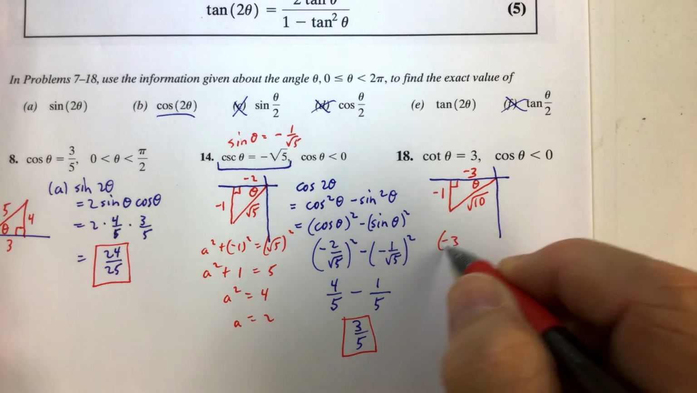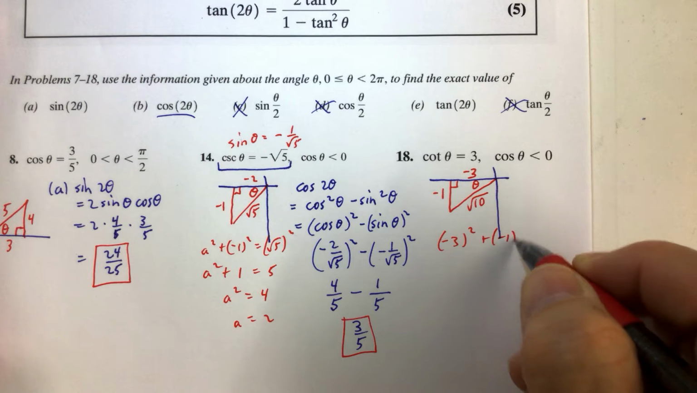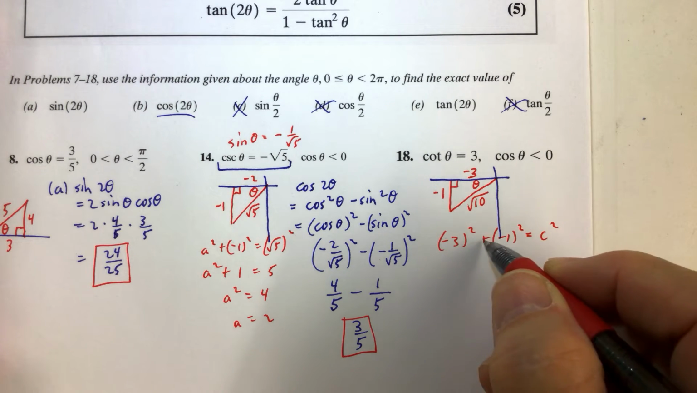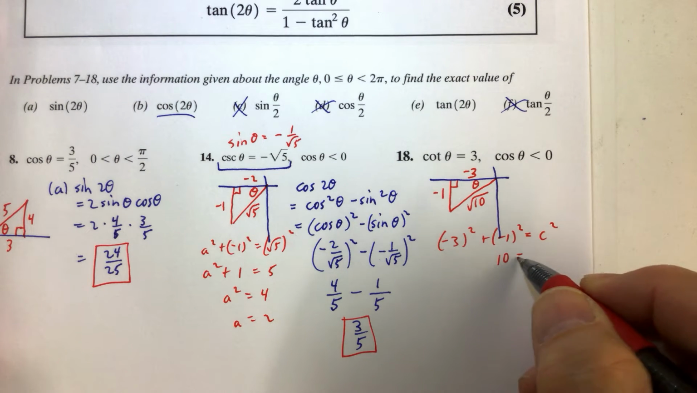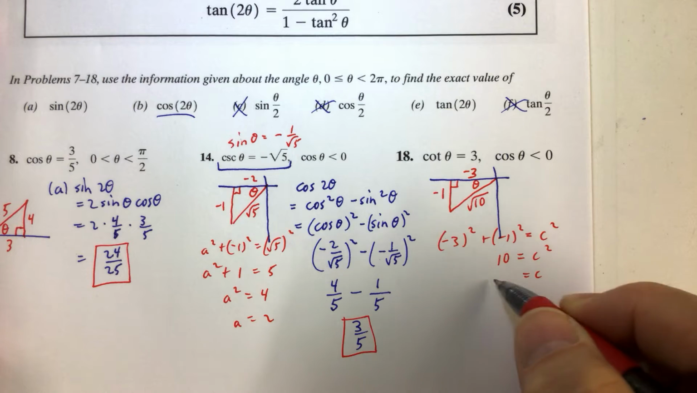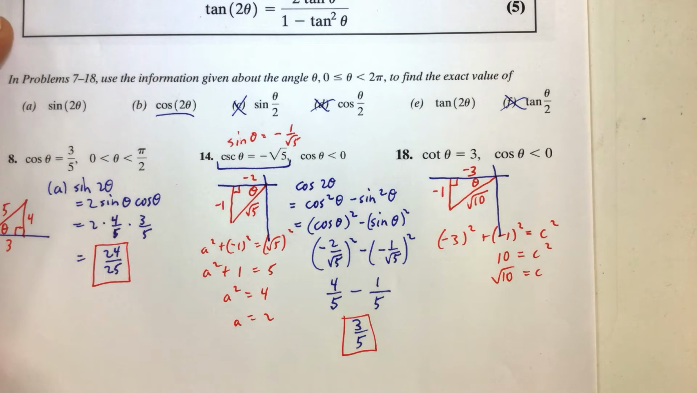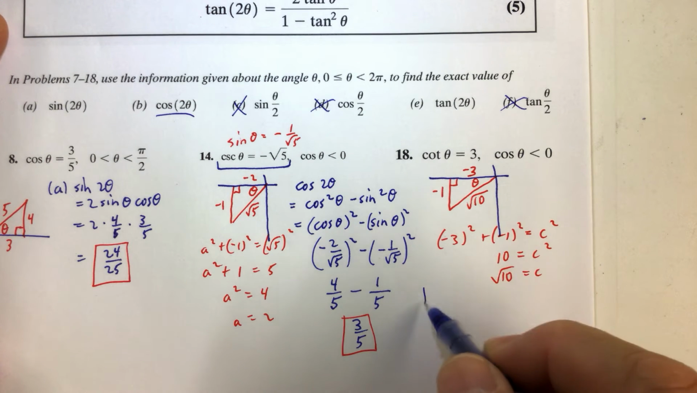So again, we can do a squared plus b squared equals c squared. -3 squared is 9. 9 plus 1 squared, or -1 squared. 9 plus 1 is 10. C squared is 10. C happens to be then radical 10. Remember, the hypotenuse is always going to be a positive number. All right, so what are we trying to find? We're trying to find the tangent of 2 theta.